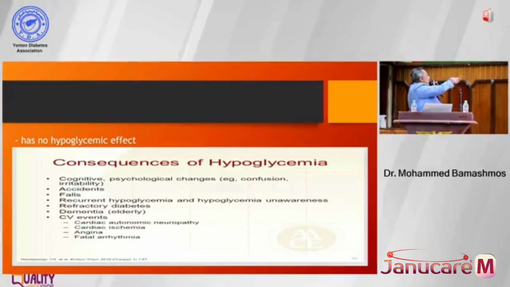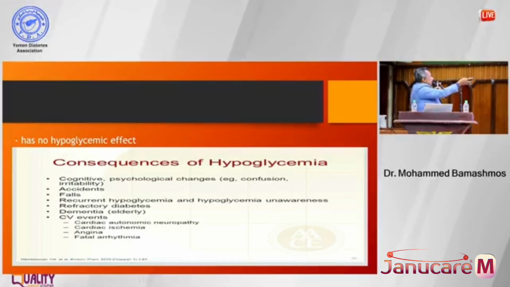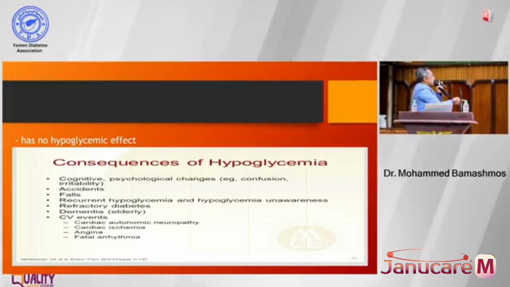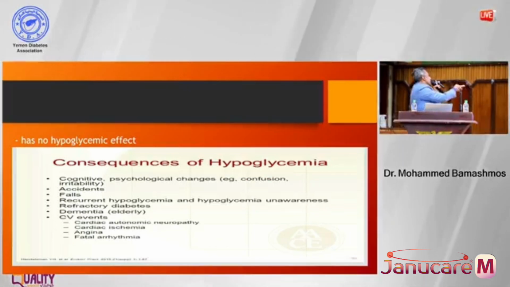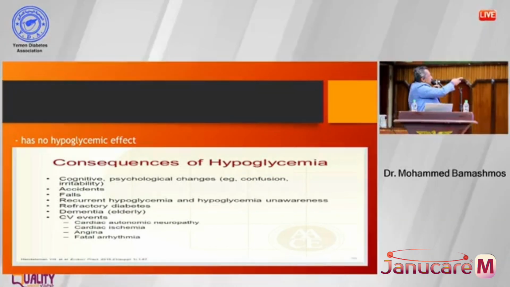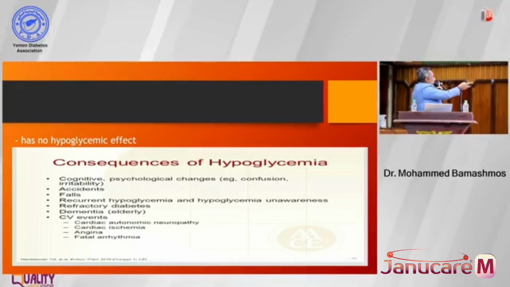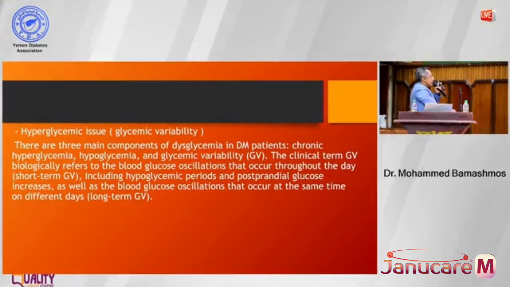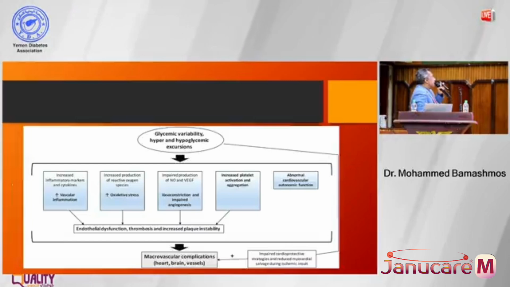You have to avoid hypoglycemia because of the cognitive and psychological changes, accidents, falls, recurrent hypoglycemia and hypoglycemia unawareness, refractory diabetes, and the cardiovascular effects of recurrent hypoglycemia, like cardiac autonomic neuropathy, cardiac ischemia, angina, and fatal arrhythmia. And you have to avoid drugs that cause hyperglycemic issues or glycemic variability.